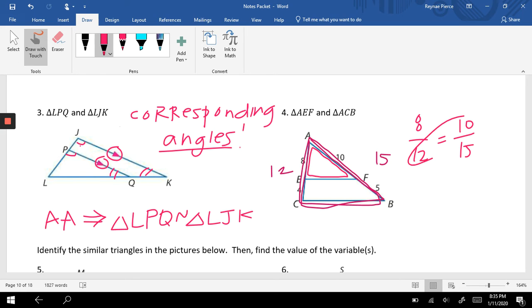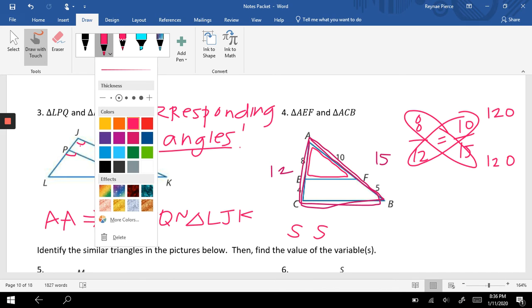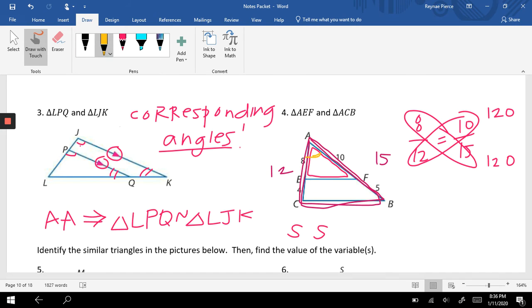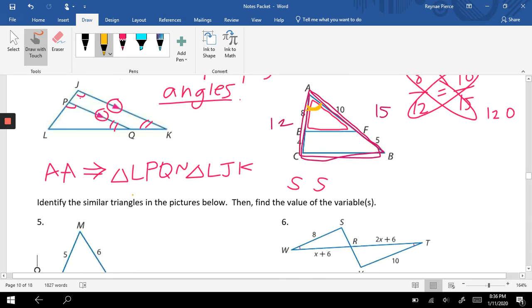Okay. To determine if a proportion is true, we just have to cross multiply. Okay, 12 times 10 is 120. 8 times 15 is also 120. Okay, so that gives me a side and a side. I don't know anything about the third side, so now we have to determine if we've got a pair of corresponding angles. Okay. Now, these 2 triangles, one is basically right on top of the other one.